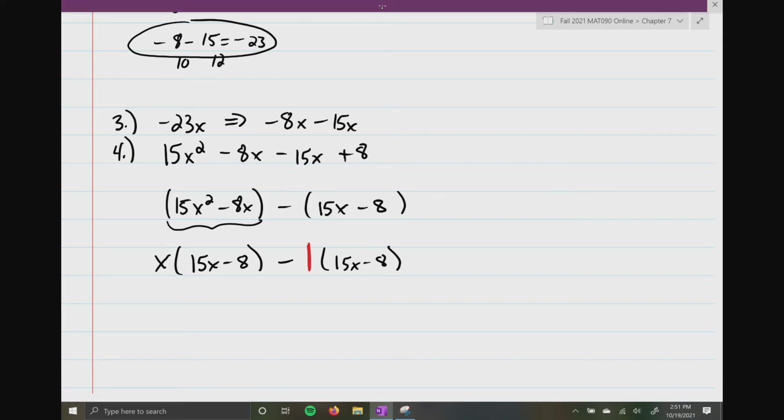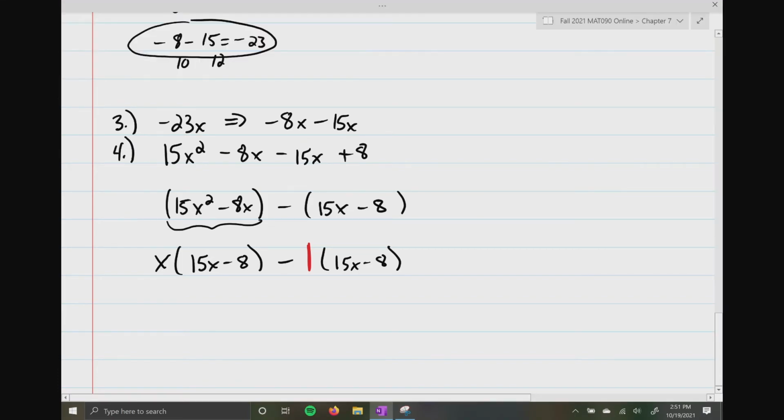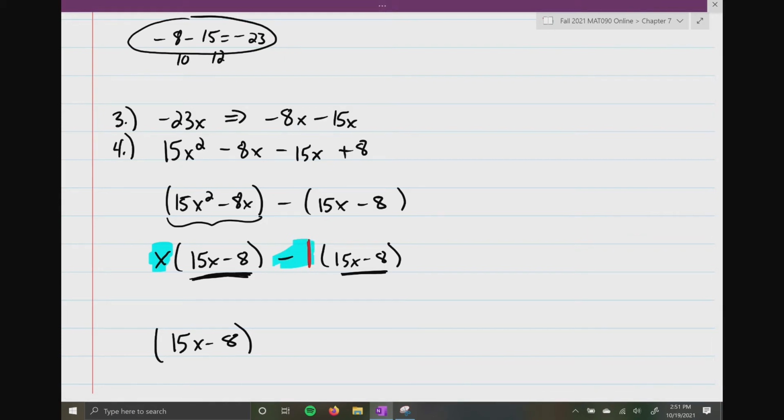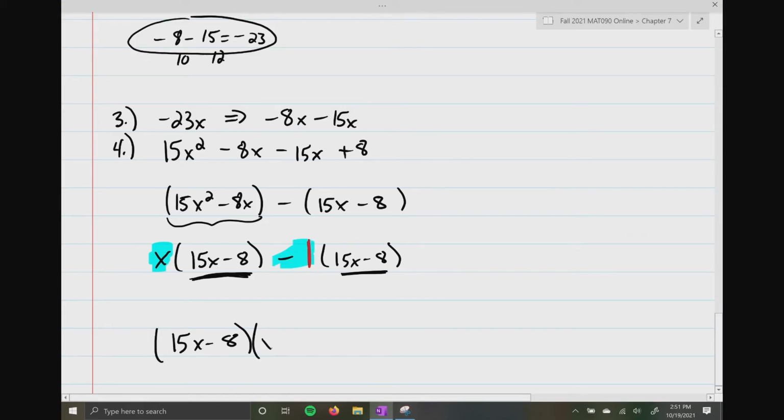And the reason why I'm saying that is because when you check the built-in check system, notice the first binomial is 15x minus 8, and the second binomial is 15x minus 8, which you can factor out. The question becomes what's left over. Well, that's going to be x minus 1, and that is what goes in the second binomial. Okay, then there's your factored form. All right, now once again, we're just going to do more problems.